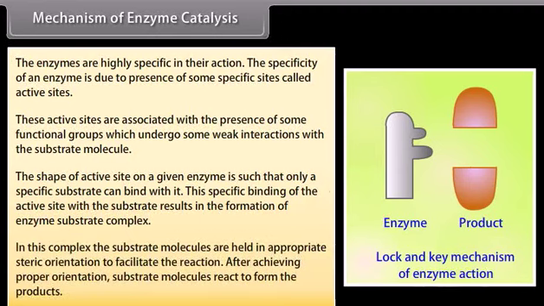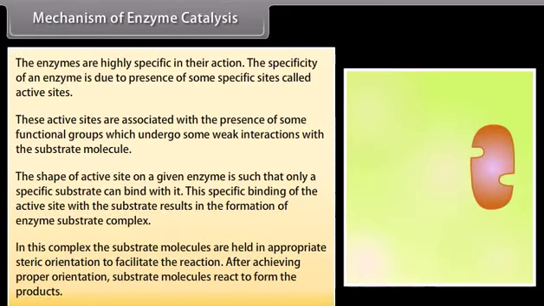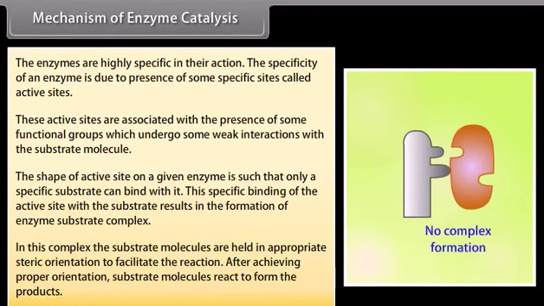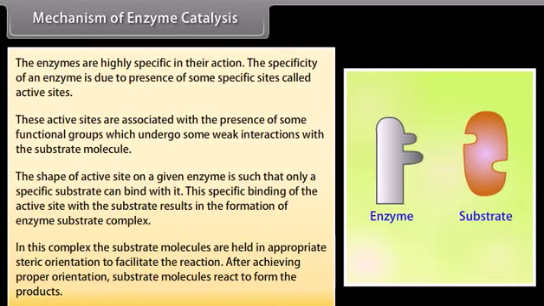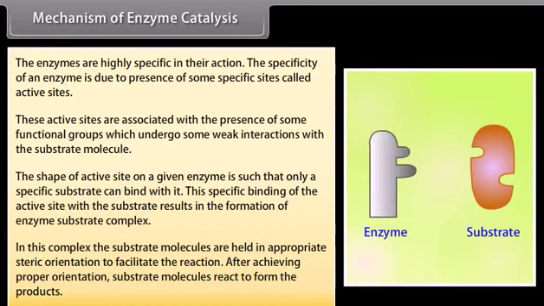In this complex, the substrate molecules are held in appropriate steric orientation to facilitate the reaction. After achieving proper orientation, substrate molecules react to form the products. As product molecules do not have affinity for the enzyme surface, they immediately leave the surface so that fresh substrate molecules bind with the active site.